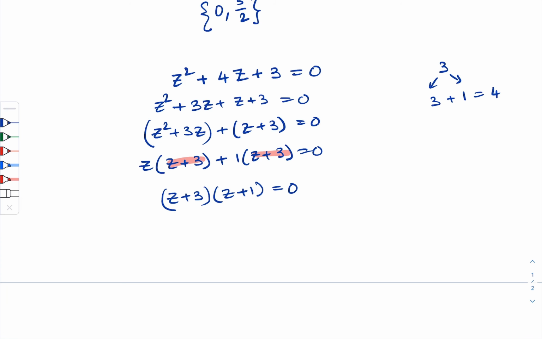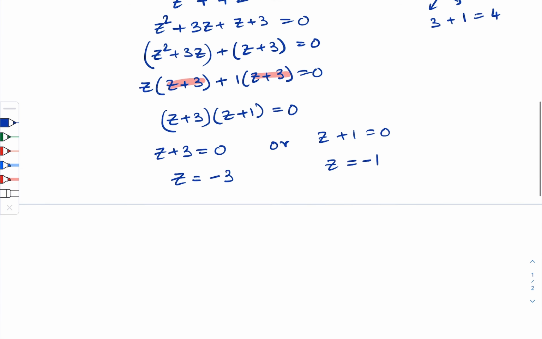Now, at this point, we have two terms, the product of which is equal to 0, so we're going to separate them. So z plus 3 is equal to 0, or z plus 1 is equal to 0. This one solves as z is equal to -3, and the second one is z is equal to -1. The solution set is going to be -3, -1. And there you have it.